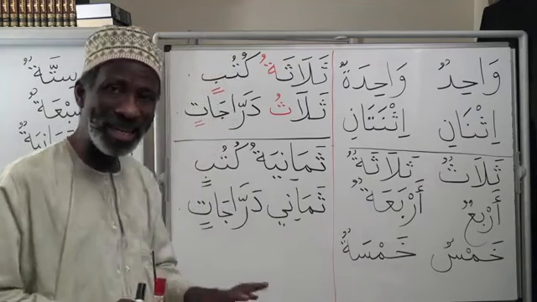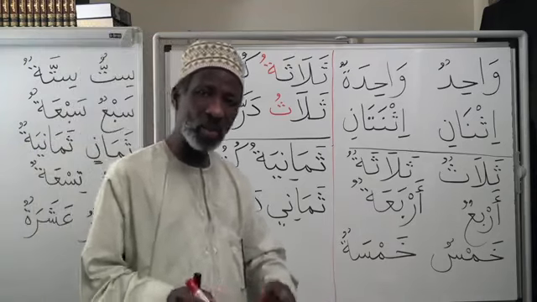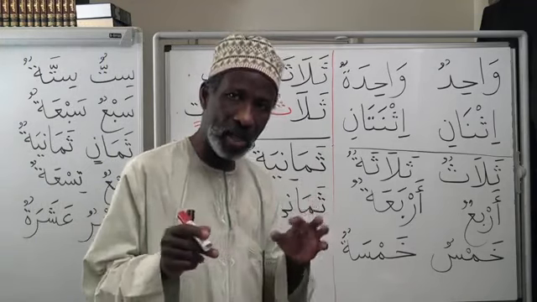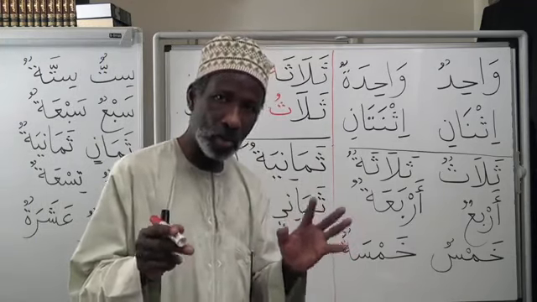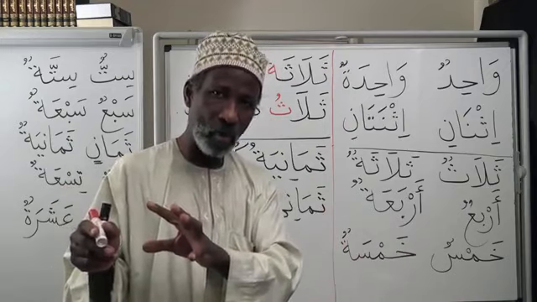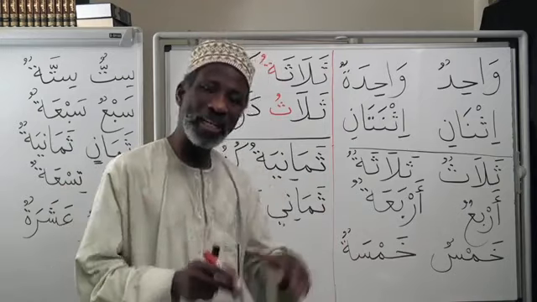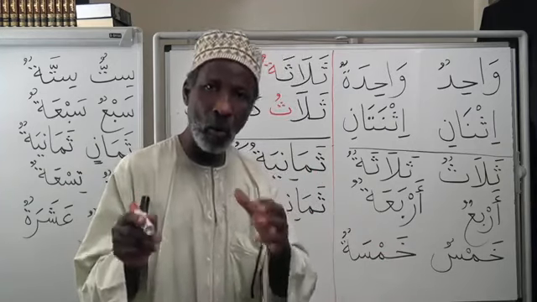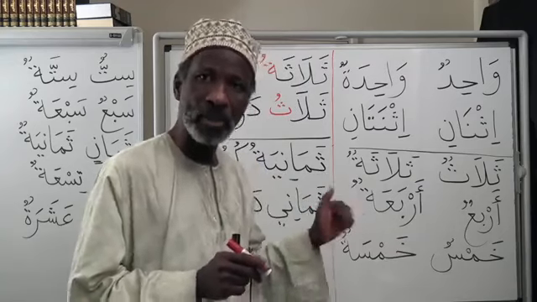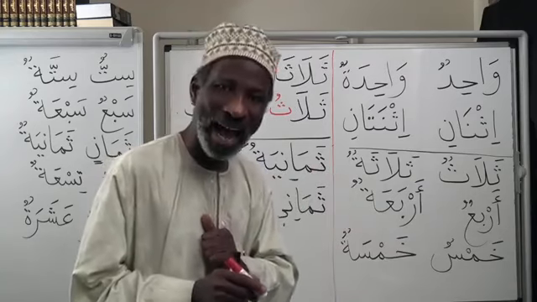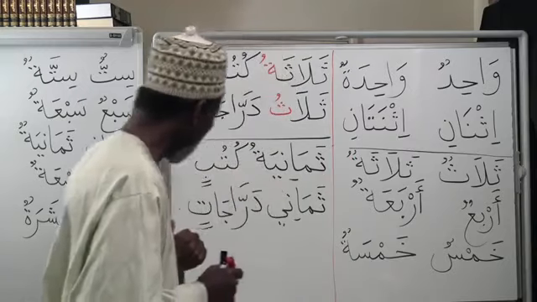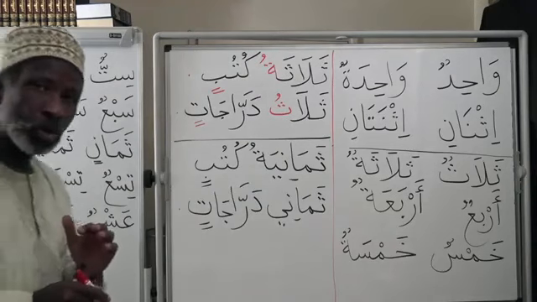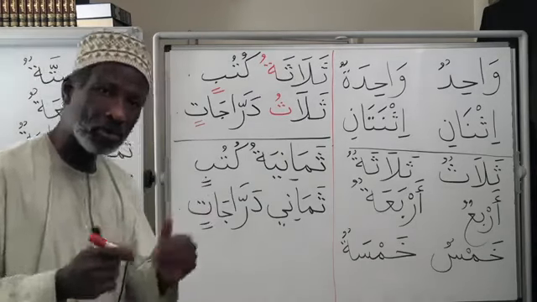The concentration here is to understand that when you are counting from 3 to 10, counting items, 3 items, masculine, you use feminine form of these numbers. If you are counting feminine items, you use masculine form of these numbers: 3, 4, 5, 6, 7, 8, 9, 10. So that is the rules you need to absorb and understand.